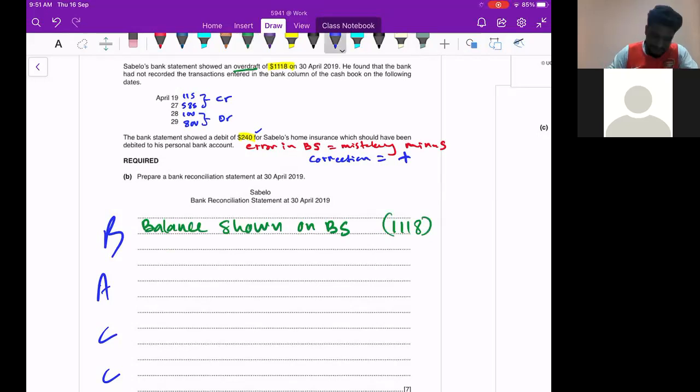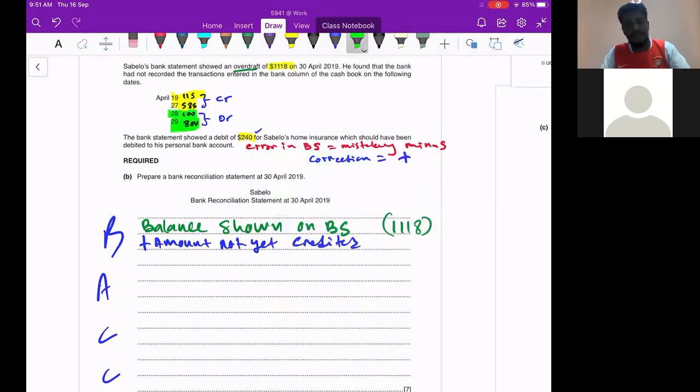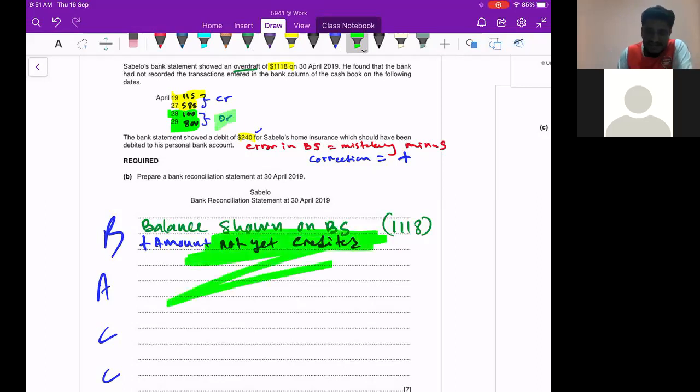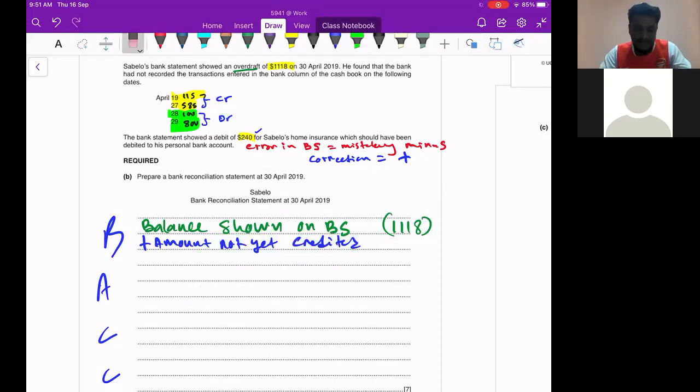And this one needs to plus with A. A stands for amount not yet credited. Which one is amount not yet credited? Yellow or green? Okay, simple, right? They say not yet credited. There's a key point there: not yet credited means debit. You can assume that. I know it looks stupid, but you can assume like that. Since they say not yet credited, they take from the debit in the cash book. Very simple to remember. Not yet credited is recorded on the debit side in the cash book.